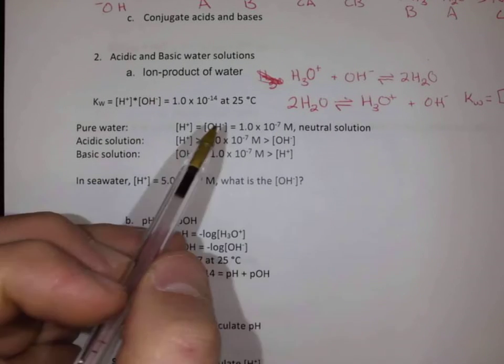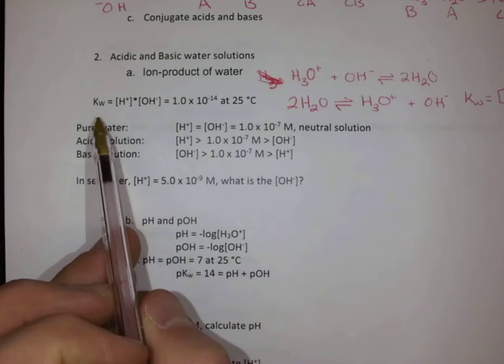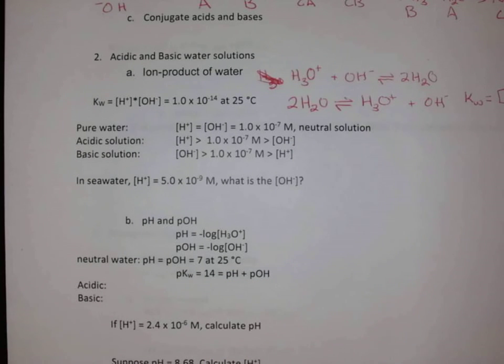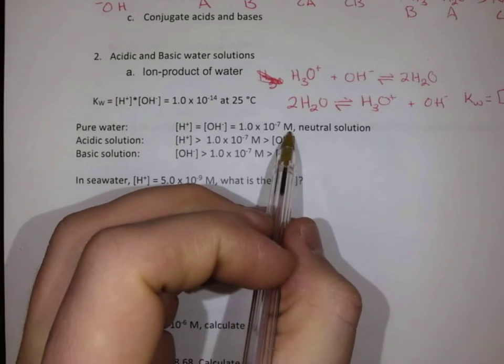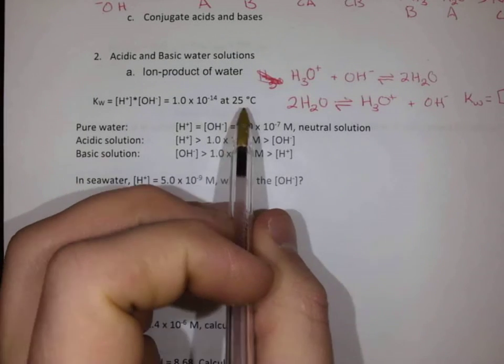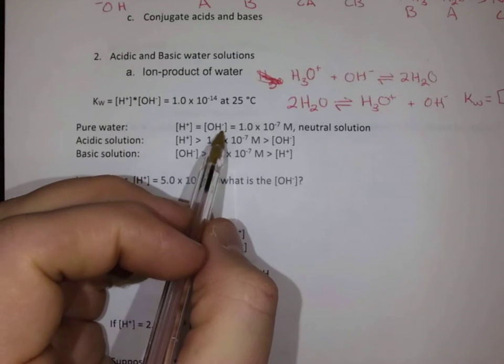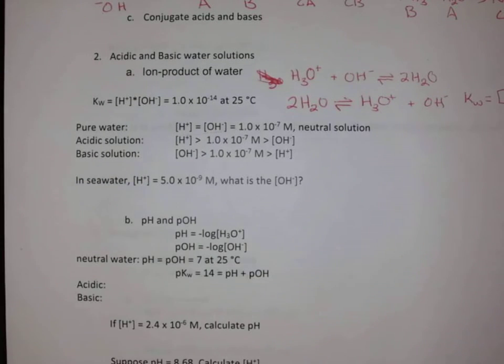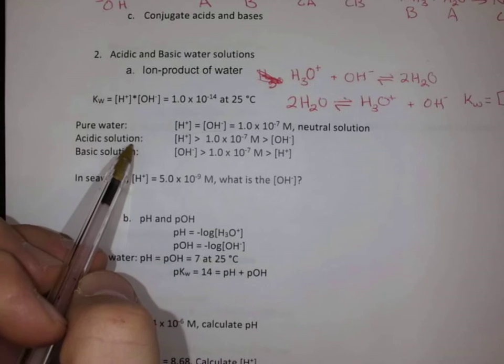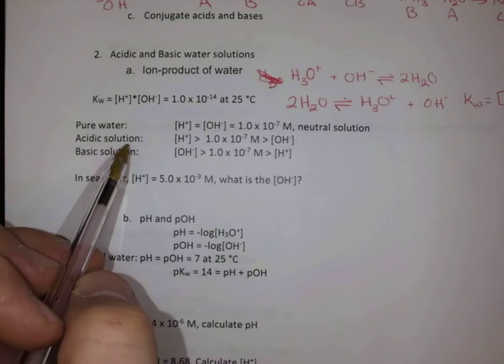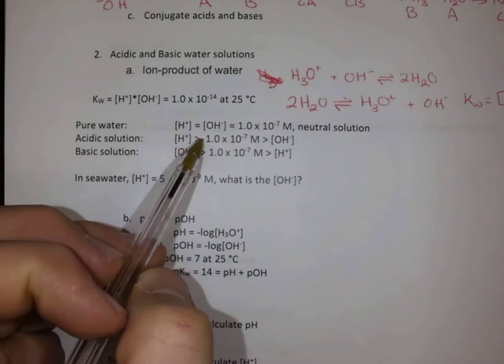We're going to talk about how the Kw changes with heat. We know this with an endothermic or an exothermic reaction, okay? So this concentration is only valid if we have pure water, a neutral solution at 25 degrees C. But this relationship, where our H plus is equal to our OH minus, is going to be true no matter what if we have a pure neutral solution, okay? But then let's talk about an acidic solution. If we have an acidic solution, that means that we have more H plus.